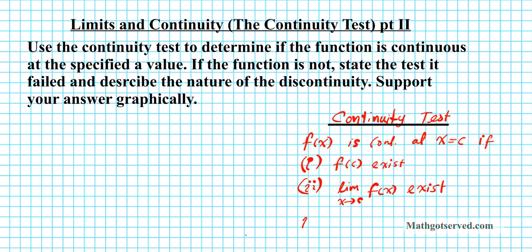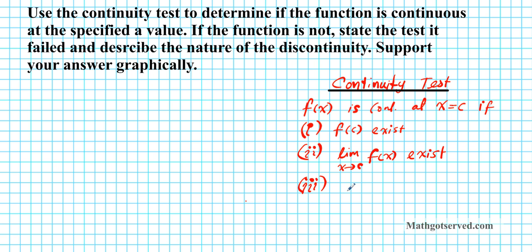And then last but not least, the value of the limit has to match the value of the function. So the limit as x approaches c of the function has to be equal to the value of the function at the value that x is approaching. So it has to be equal to f of c. Alright, so these 3 conditions must be satisfied in order for one to be able to conclude that a function is continuous at a specific point, okay?